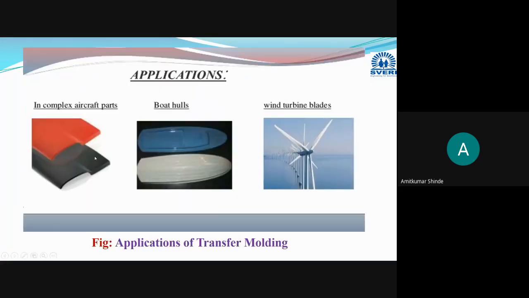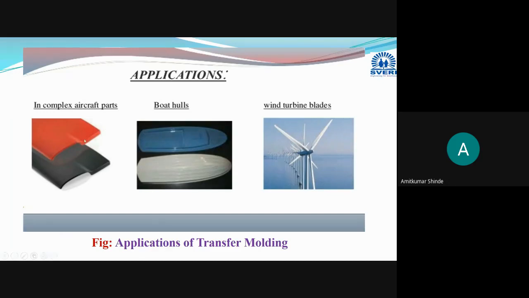Okay, then aircraft parts, complex aircraft parts. Then some boats are there. Okay, sea boats. These boat hulls are manufactured with the help of this transfer molding only. Okay, these are wind turbine blades. Already I have discussed this. Then boat hulls, then complex aircraft parts.